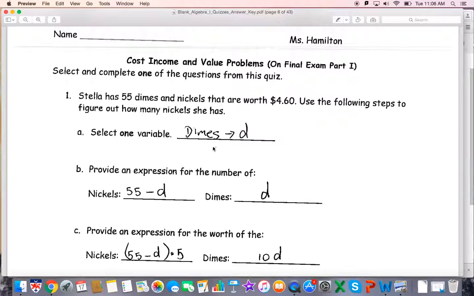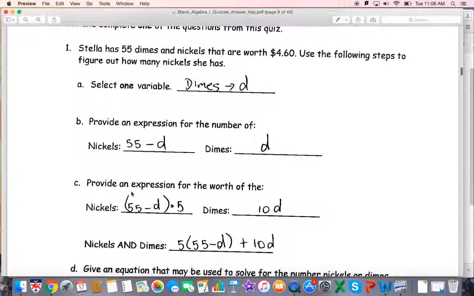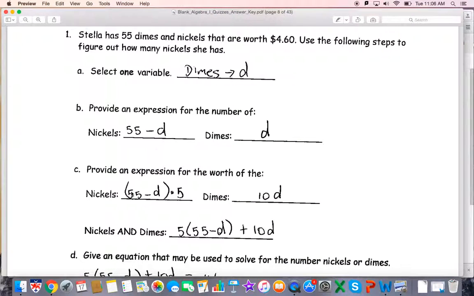You could choose nickels. It actually does not matter which one you choose, but whichever one you choose, you stick to it. All right, so if there are D dimes, that means there are 55 minus D nickels because there are 55 coins in all, and all the rest are nickels. As far as the worth, remember that each nickel is worth 5 cents and each dime is worth 10 cents. So since there are 55 minus D nickels, the total worth would be that times 5. And since there are D dimes, the total worth would be 10 times D.